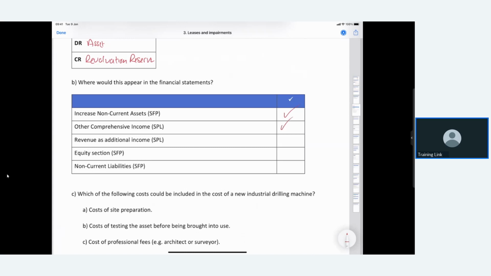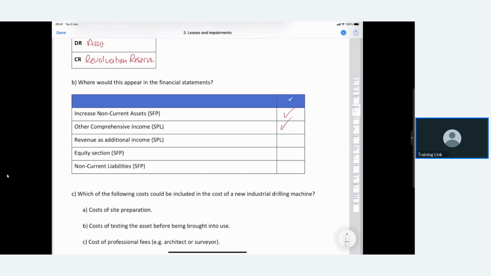It would go in our other comprehensive income when completing our statement of profit or loss and other comprehensive income. So it would go in that, if you remember from chapter 2, it would go in that very bottom section on our statement of profit or loss and other comprehensive income to show the increase in the value of the asset. It does not go as additional income because it goes under other comprehensive income.